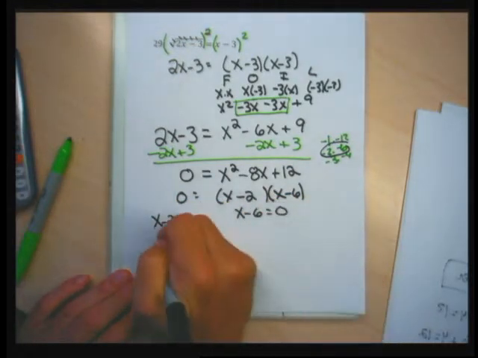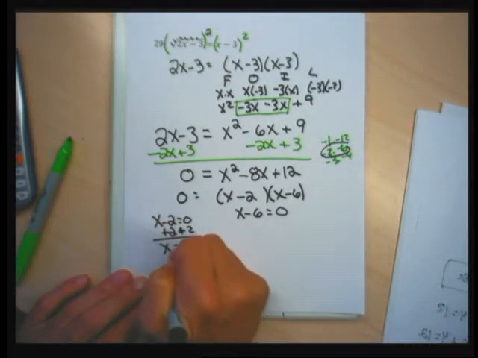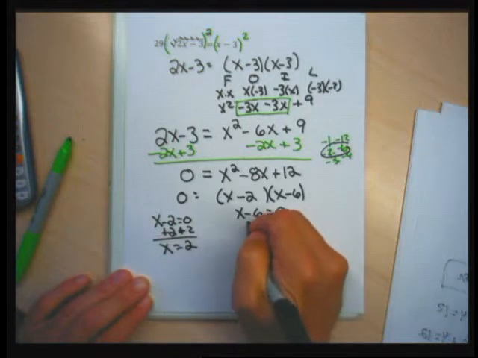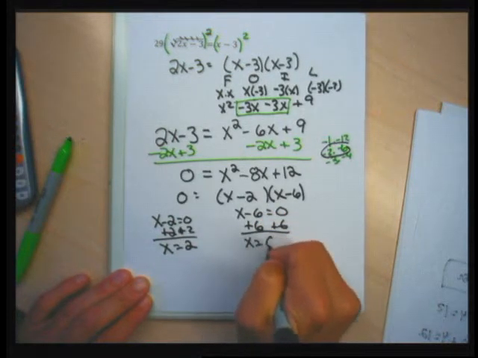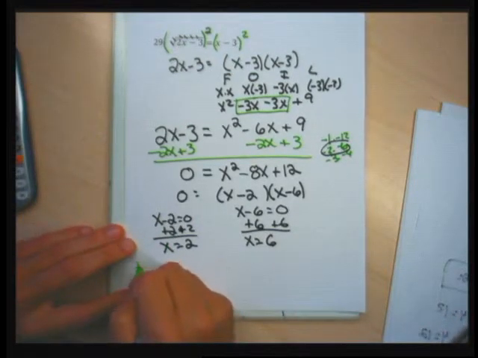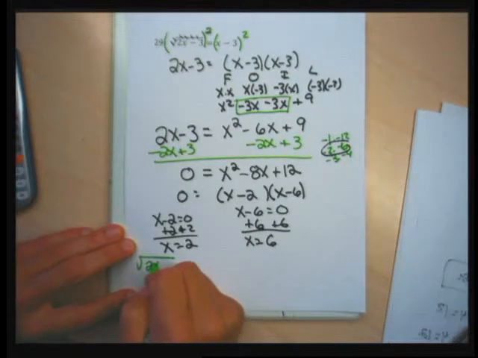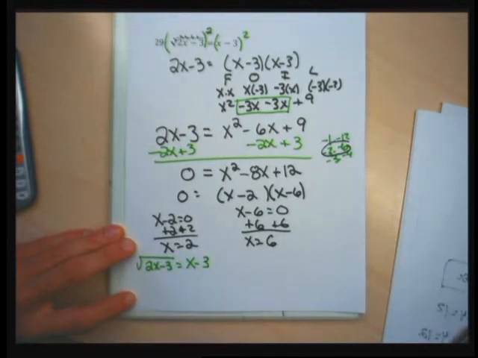I set each factor equal to 0. For the x minus 2 factor, I add 2 to both sides and get 2. For the x plus 6 factor, I add 6 to both sides and get 6. For both of these, if I don't check, I'm going to be in a world of hurt because I could lose some points anyways. So I'm going to check the 2.